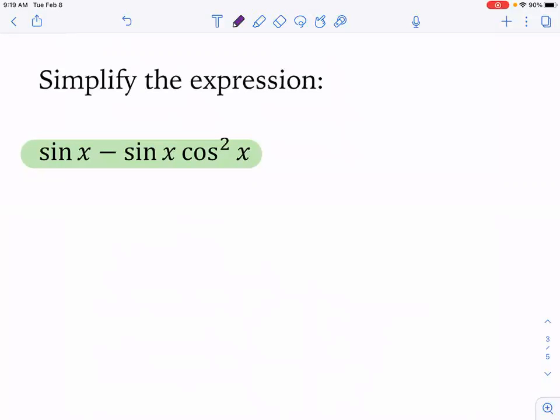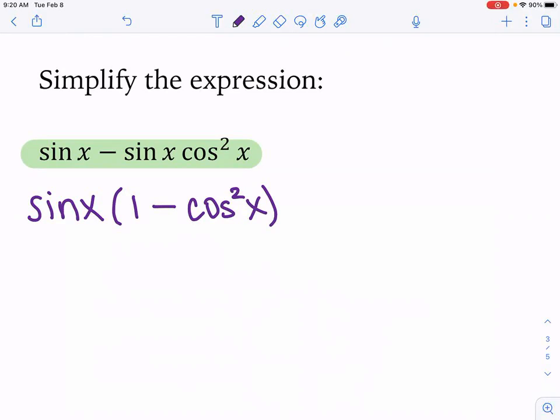I see sine of x two different times, right? Something I want you to be on the lookout for is a greatest common factor. We have two terms. Both terms have a sine of x. So we can factor a sine of x out of our expression. Now, when we factor out sine of x, left over here is 1 minus cosine squared.